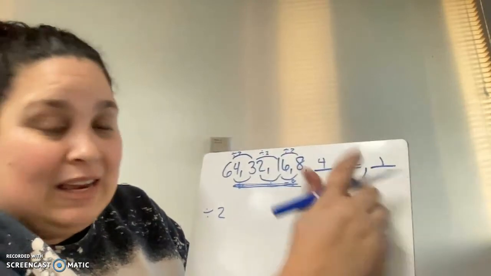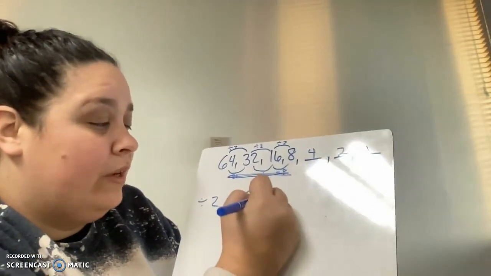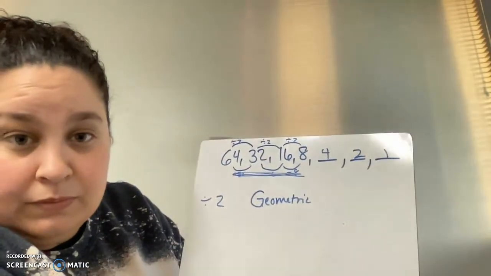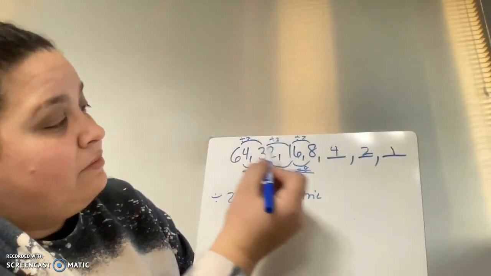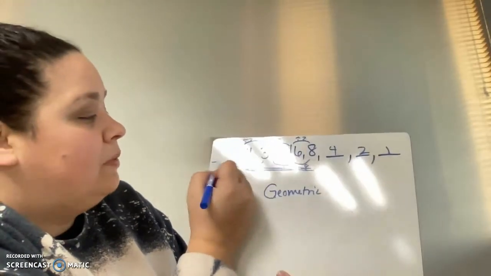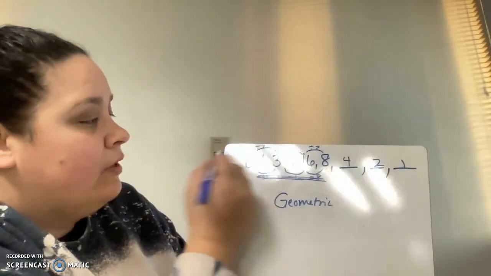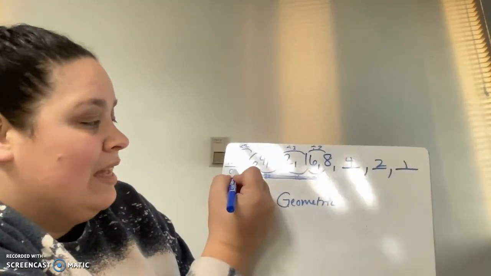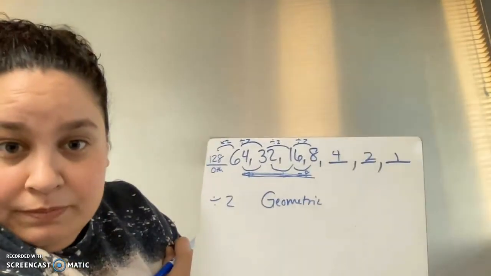Because we're dividing each time, that tells me that it is going to be geometric. Because I'm dividing by 2 each time, that means when I work backwards, I'm going to multiply by 2. 64 times 2 is going to be 128. So this tells me my 0th term.